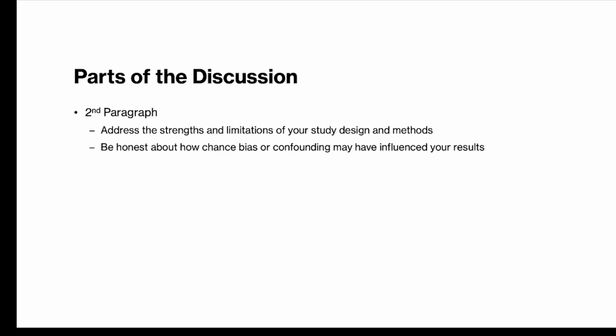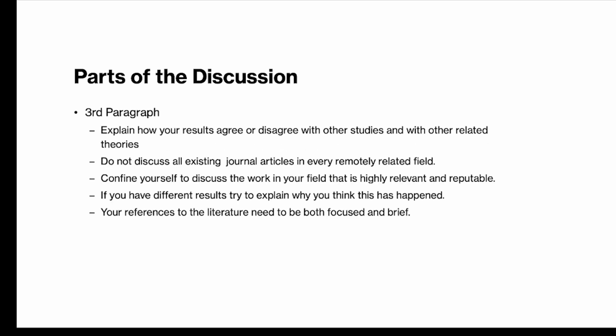Now, in the second paragraph, try to address the strengths and limitations of your study design and methods. Be honest about how chance, bias or confounding may have influenced your results. In the third paragraph, explain how your results agree or disagree with other studies. Do not discuss all existing journal articles in every remotely related field. Confine yourself to work in your field that is highly relevant and reputable.